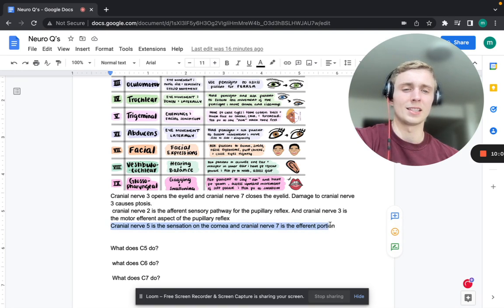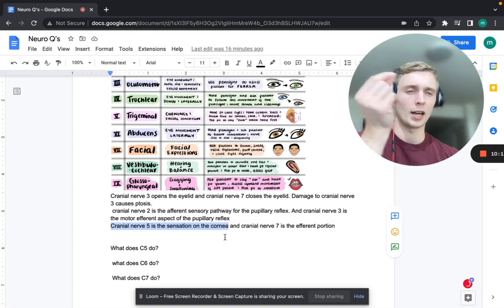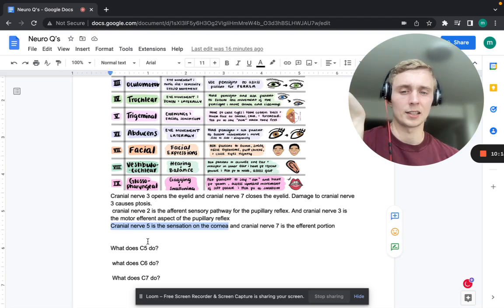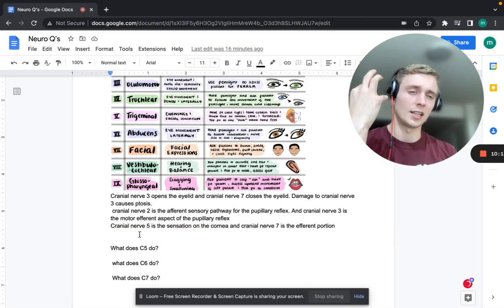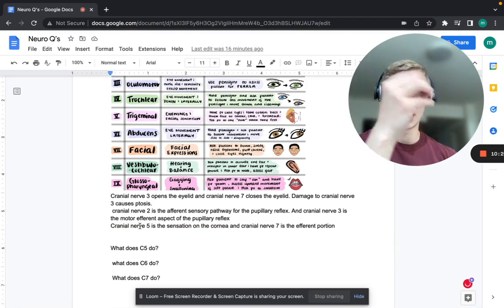And cranial nerve 5 is sensation to the cornea. Cranial nerve 7 is the efferent portion. So like we already said, closing it is cranial nerve 7. When you do that cotton wisp to the eye, that's actually cranial nerve 5, the ophthalmic branch of cranial nerve 5, sensing that, and then again cranial nerve 7 closing the eyelid for that.